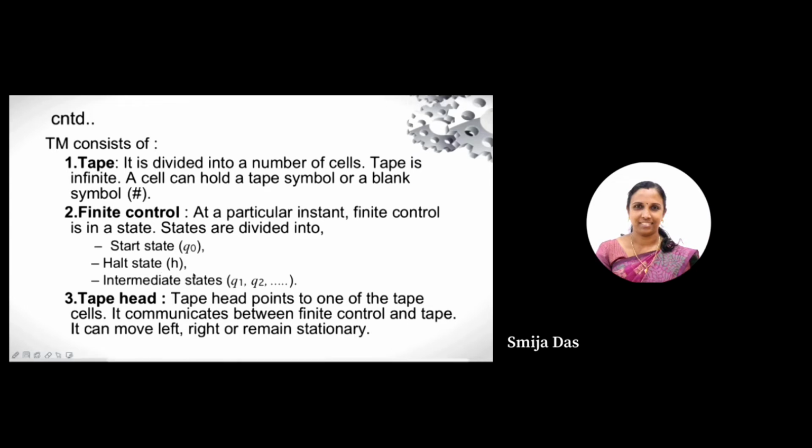The states in between this start state and halt state are known as intermediate states and are normally represented as Q1, Q2, etc. The third thing is the tape head. The tape head points to one of the tape cells and it communicates between finite control and tape. So the tape head can move towards left, right, or it can remain stationary. That is, without moving to left or right, it can remain in stationary mode.